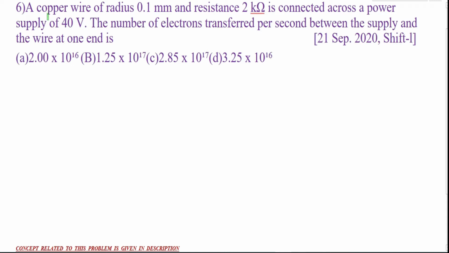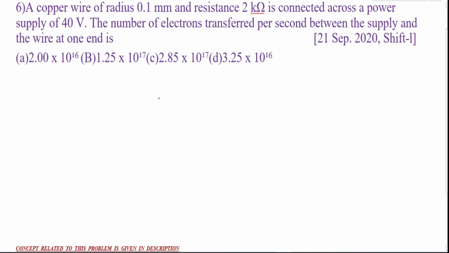What is the sixth question? A copper wire of radius 0.1 millimeter and resistance 2 kilo ohm is connected across a power supply of 40 volts. The number of electrons transferred per second between the supply and the wire at one end is. Okay, so this is the question.